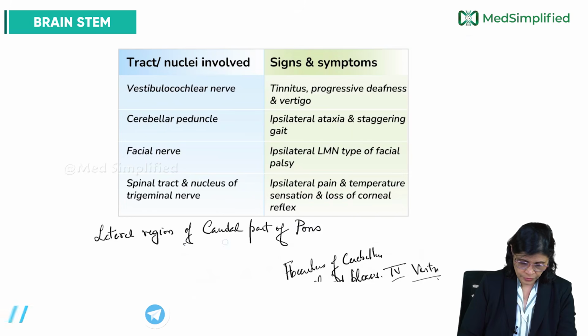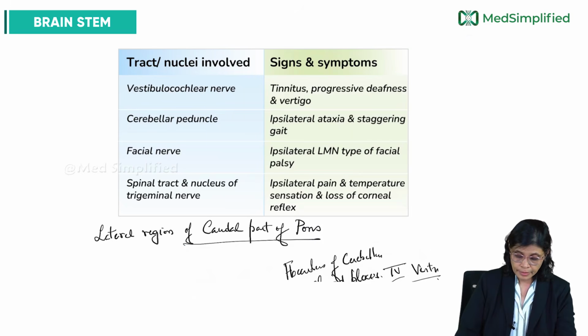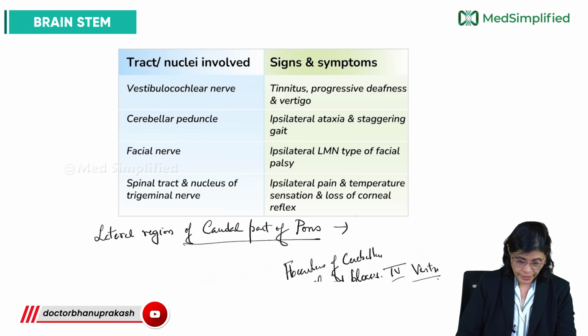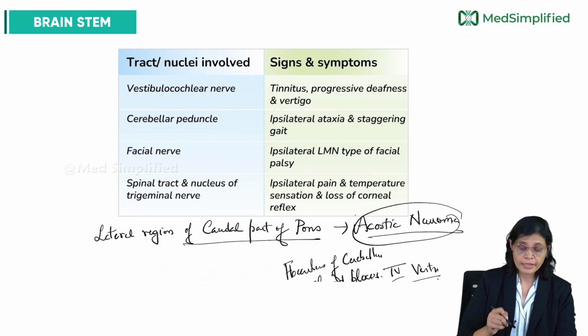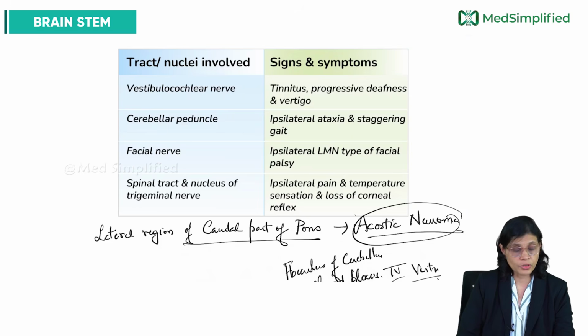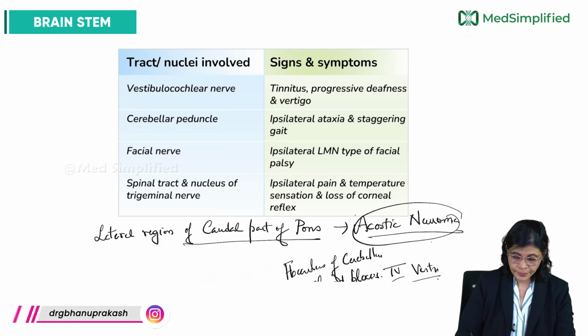Okay, so because of this involvement, how is this pressure exerted here? Because of this acoustic neuroma. Acoustic neuroma can cause pressure over this area, over the lateral region of the caudal part of the pons, and that will result in what we call pontomedullary syndrome.